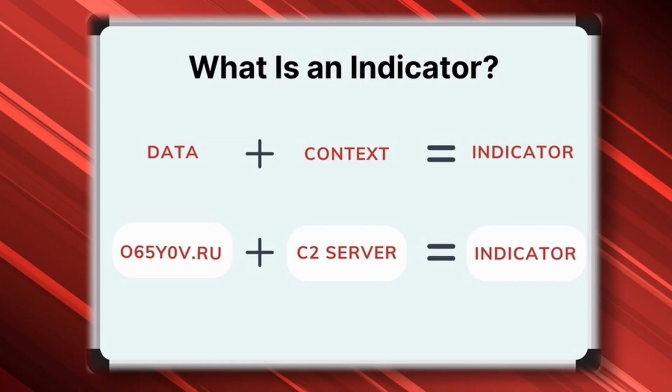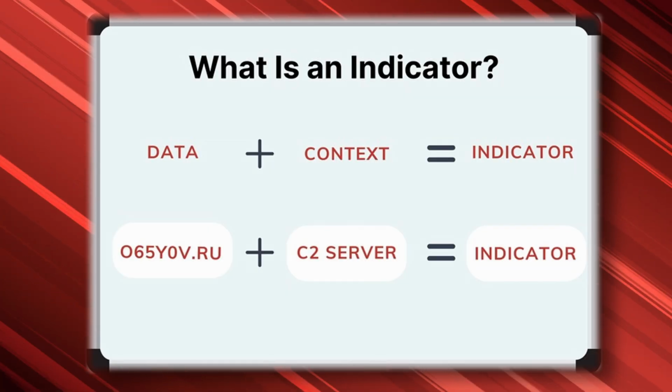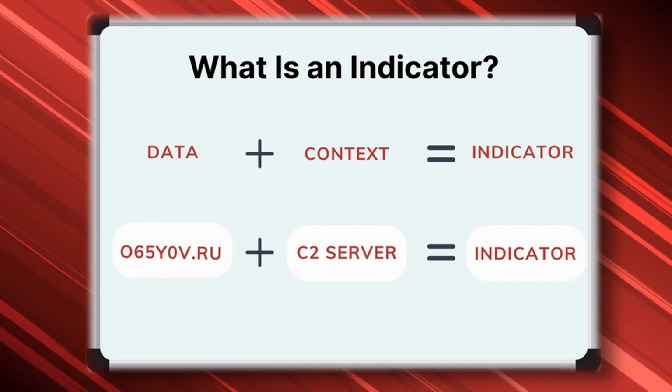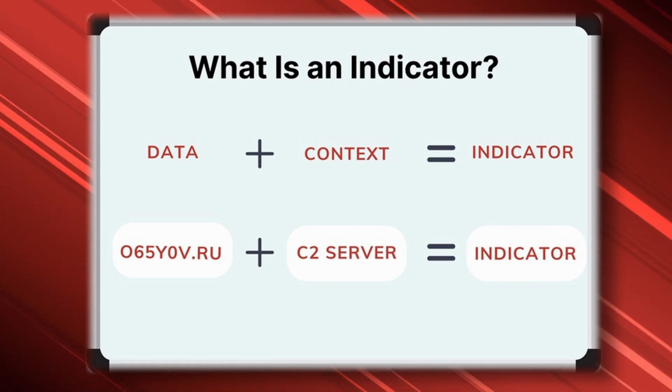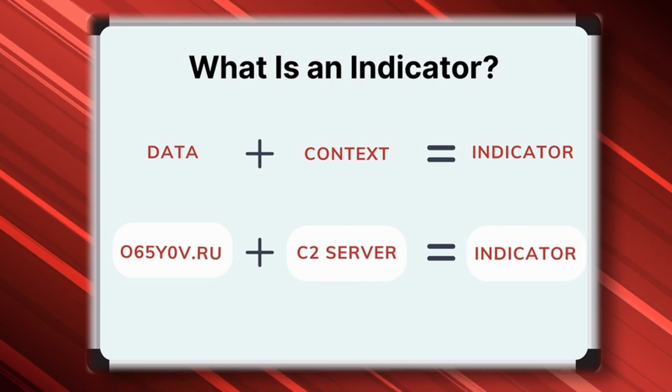Before we explore the indicator lifecycle, we first need to know what an indicator is. Indicators are data points you can observe in a log file, plus context. The data might be a domain name, and the context might be that that domain is related to a command and control server, or C2.